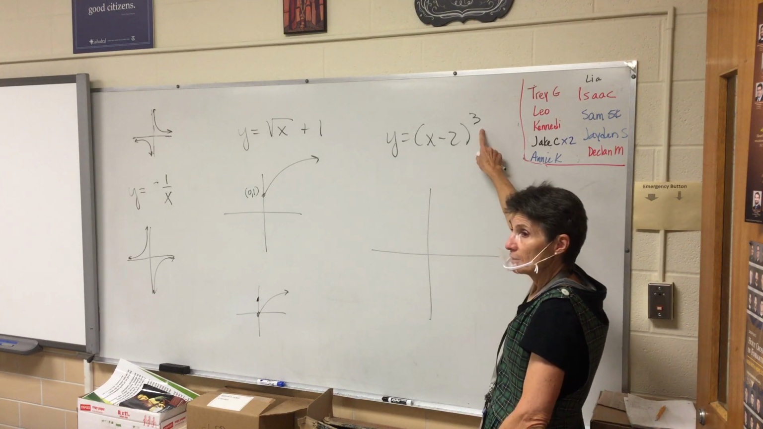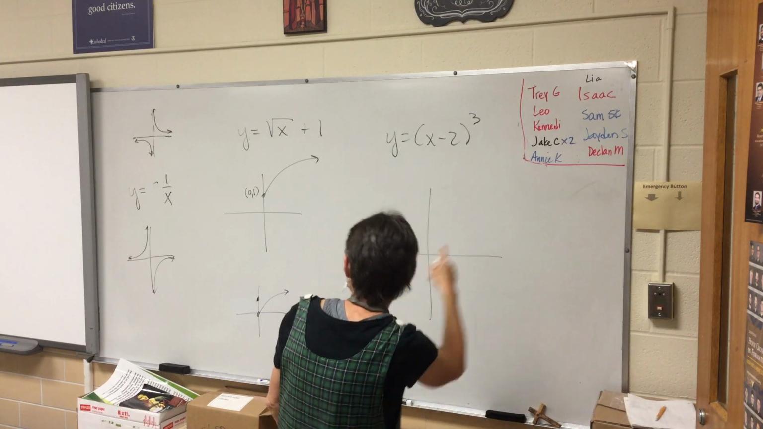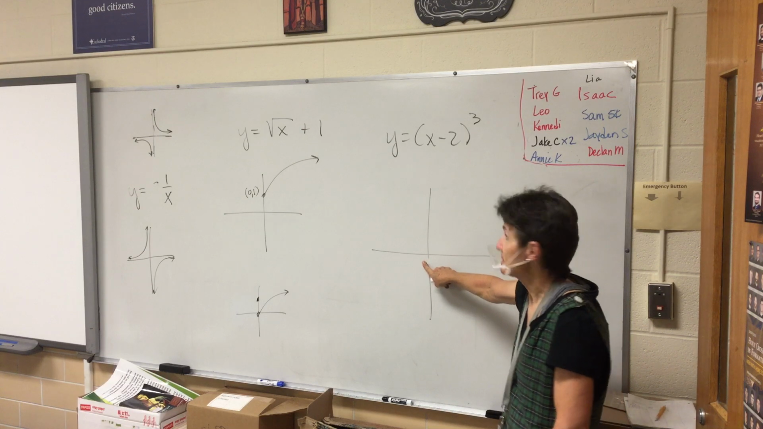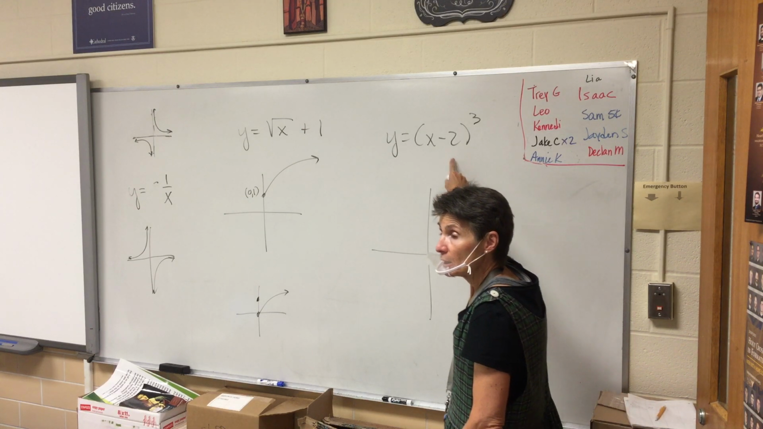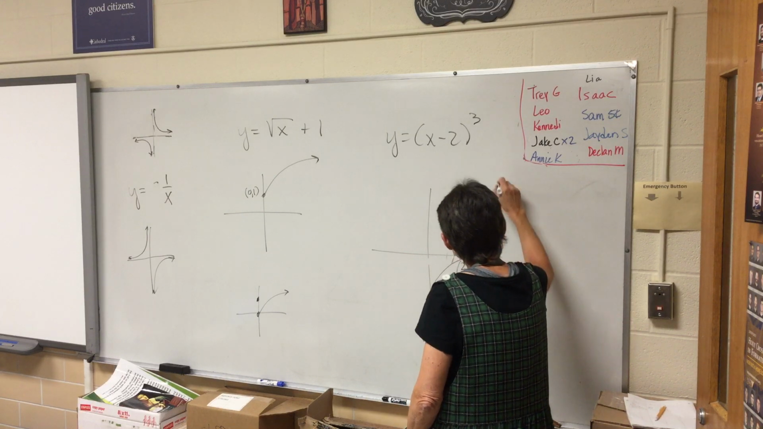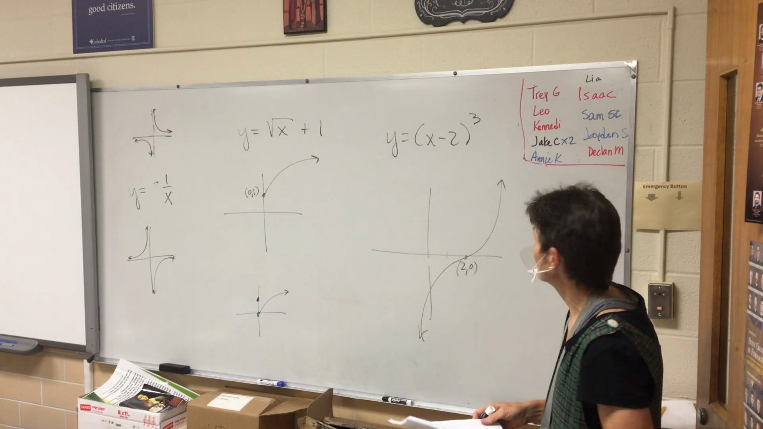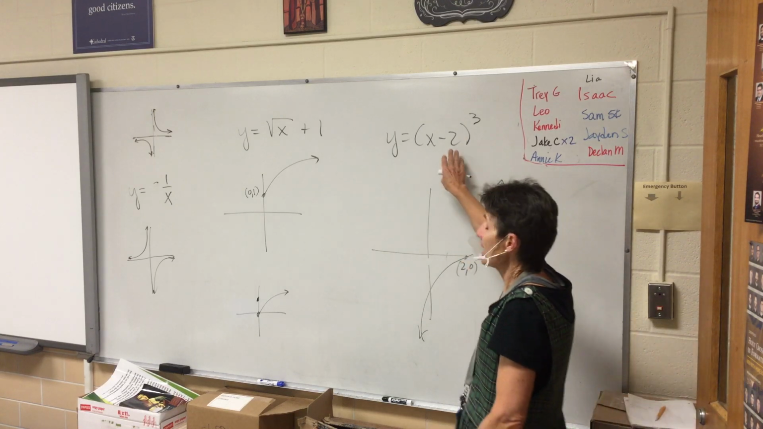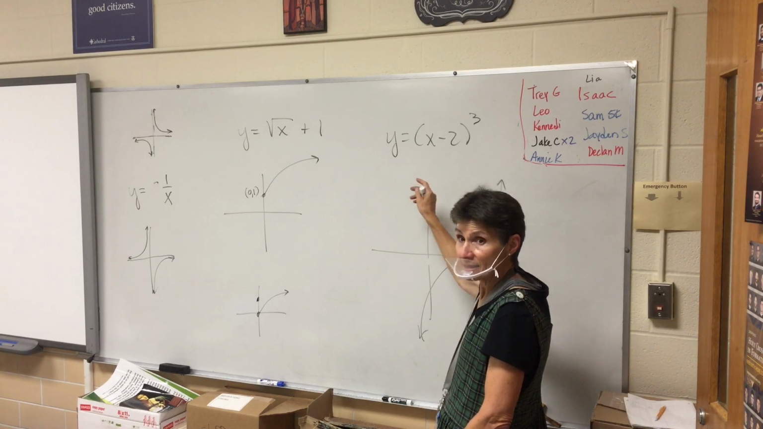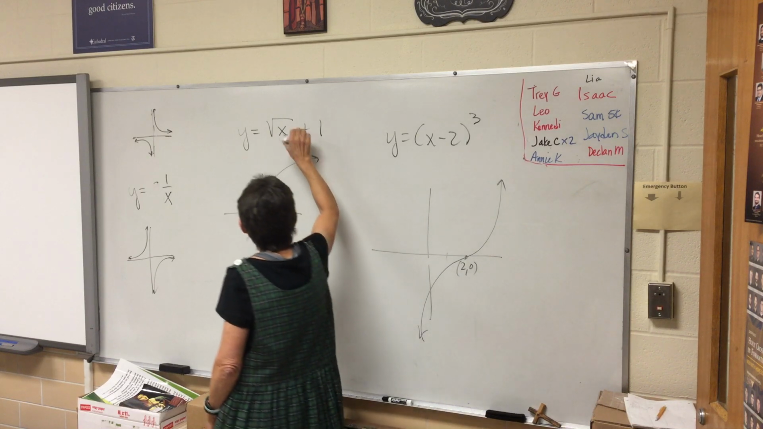What's your BFF here? The cubing function? So remember what that one is? That's the one that likes squiggles. And it normally would squiggle through the origin. Where's this one going to squiggle through? Yeah, it's going to go through right here at 2, 0. So you're going to have your nice little cubing curve, but it's going to squiggle through the point 2, 0 because you have shifted it over 2 units. How do we know that's a sideways shift and not a vertical shift? It's inside. When they're inside, they're sideways. When they're outside, they are up and down. This would be a sideways shift.